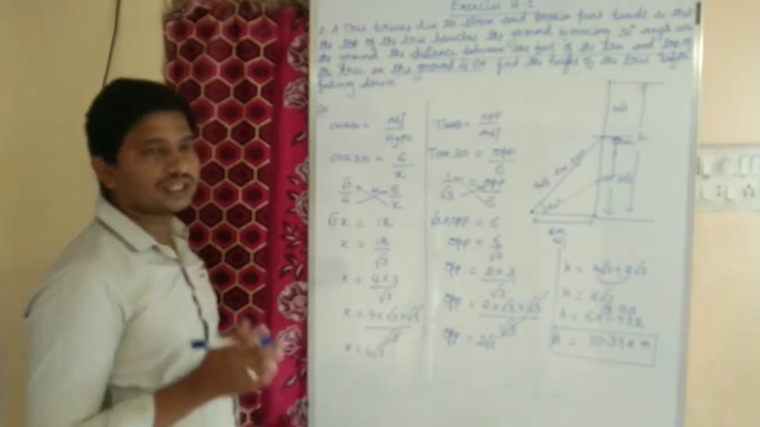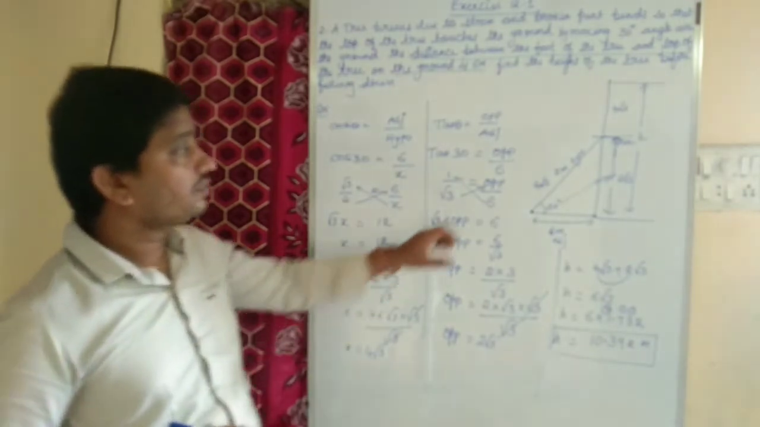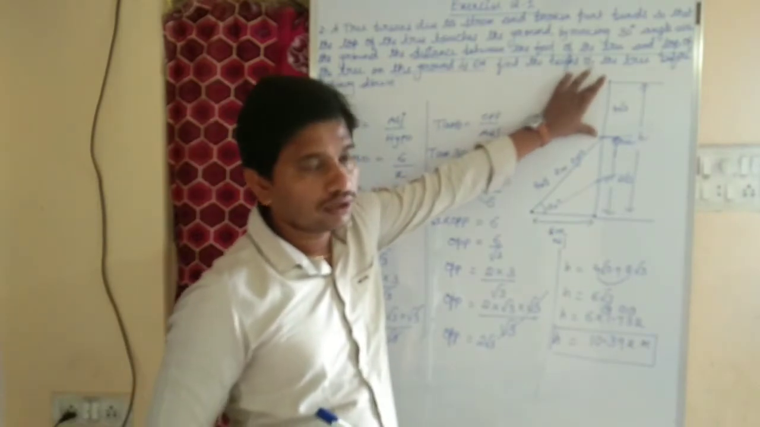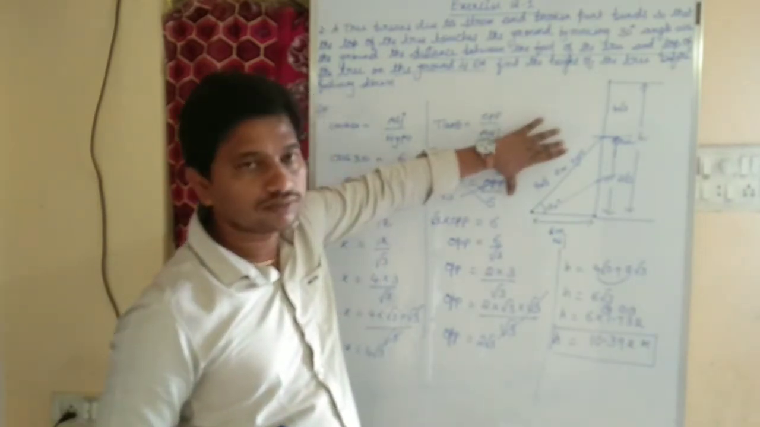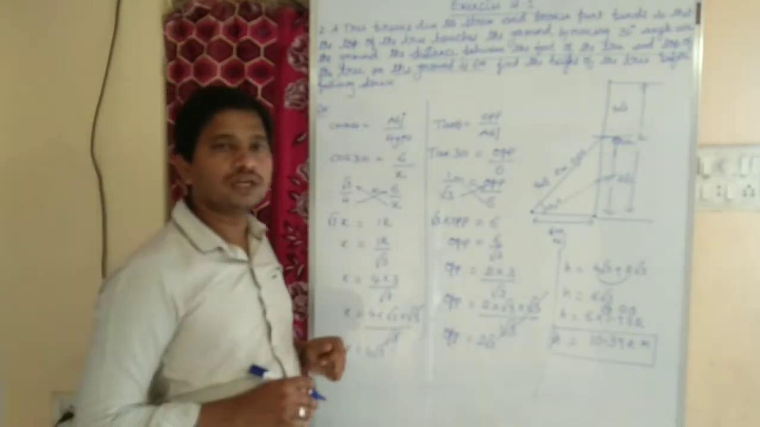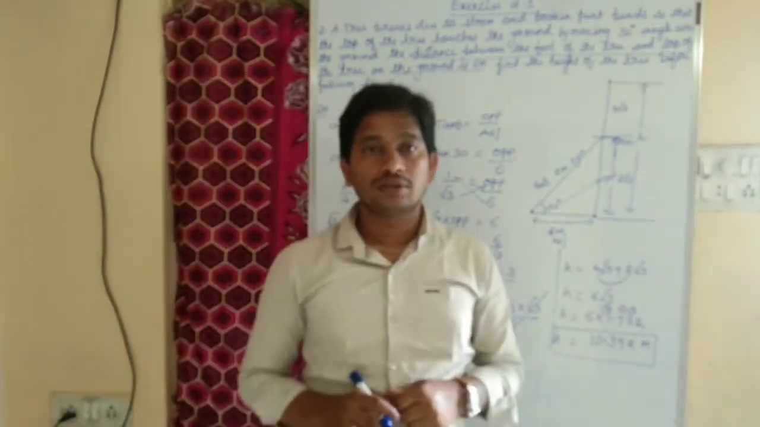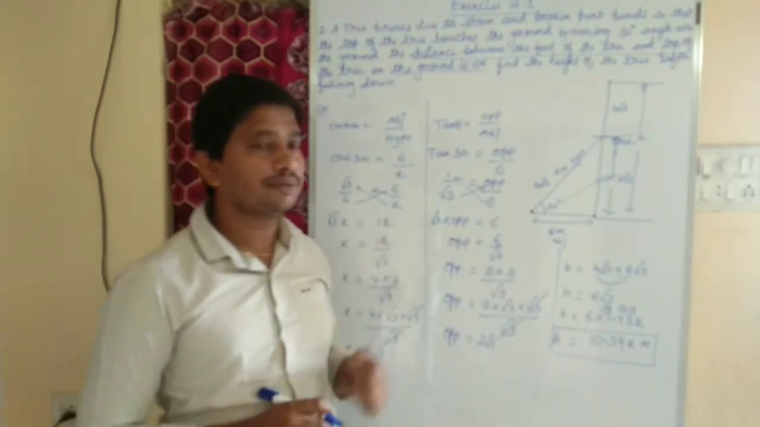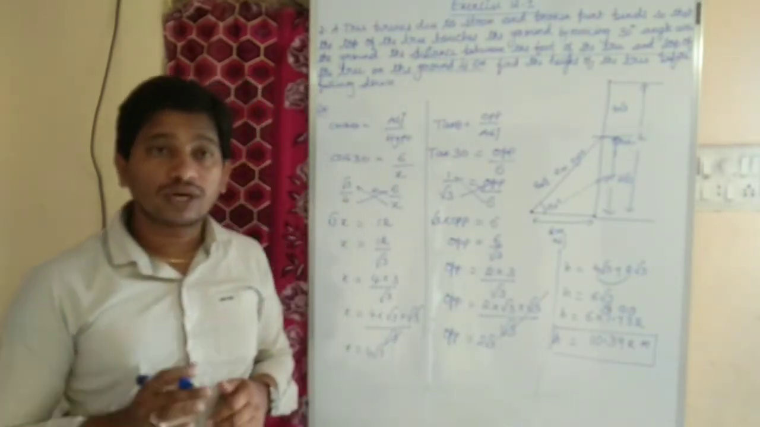So this question is an important question, children. Here first we will find this height, and that will be our hypotenuse. Then we will find the opposite. Both we will add, and we get the height of the tree before falling down. Children, I hope you understood this sum, which is an important 2-mark question.